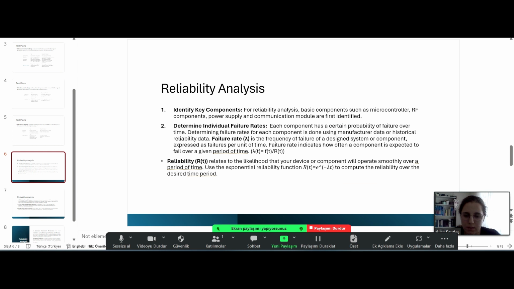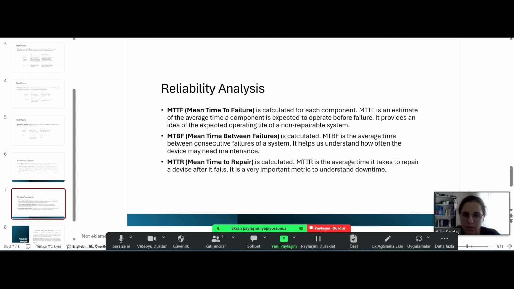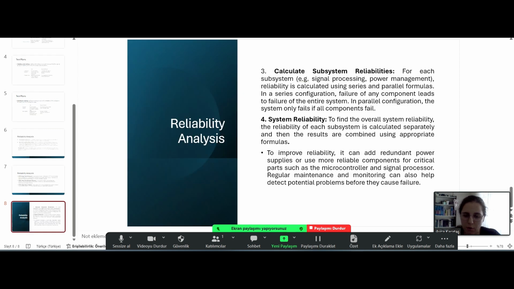In reliability analysis, first the basic components are defined. Failure rate and reliability are calculated for each defined component. MTTF, MTBF, and MTTR are calculated. Reliability for each subsystem is calculated using series and parallel formulas to find overall system reliability. The reliability of each subsystem is calculated separately and the results are combined using necessary formulas.